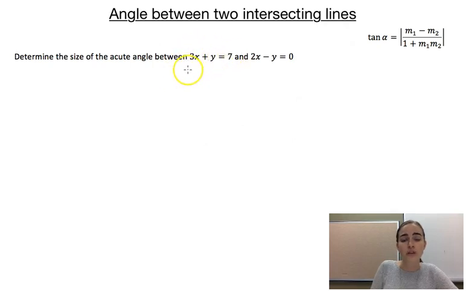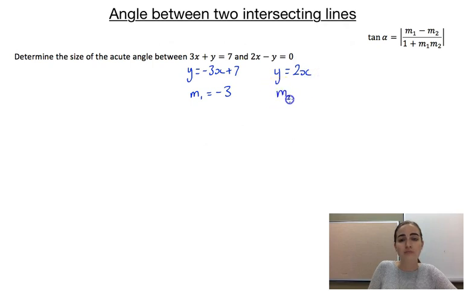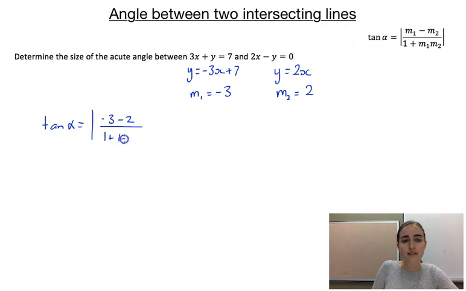So for this first one, we'd rearrange that to y equals minus 3x plus 7, which means that our m1 is going to be equal to minus 3. For this one here, we'd rearrange it into y equals 2x, which means that m2 is equal to 2. So now that we have m1 and m2, we can substitute into our formula. So we're going to have tan alpha is equal to the absolute value of minus 3 minus 2 over 1 plus minus 3 times 2. So that whole thing, the top will give us minus 5 and the denominator will give us minus 5 as well. So that's just going to give us 1.